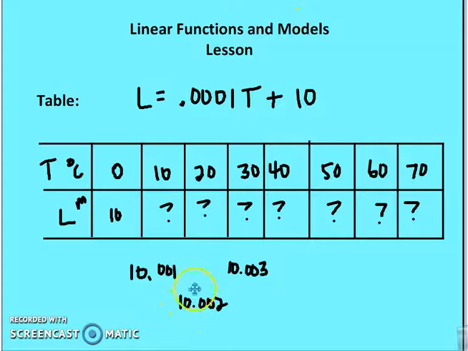All right, so these are some of the values you should get, at least for the first 3 blank areas. 0.0001 times 10 leaves us with 10.001, and then for 20, 10.002, 10.003, and so on. So you can see that there's some input here, the x value, the independent variable, and the output is the length. And then we can graph this. We see we have a constant slope of 0.0001, and then the y-intercept is 0, 10.